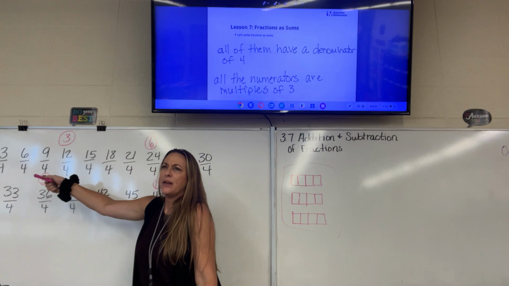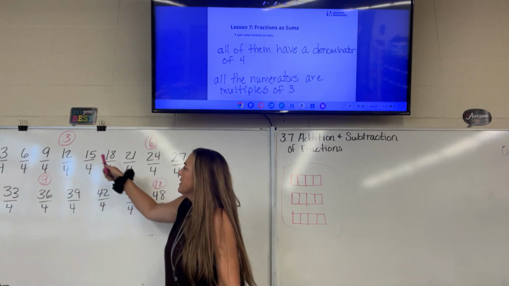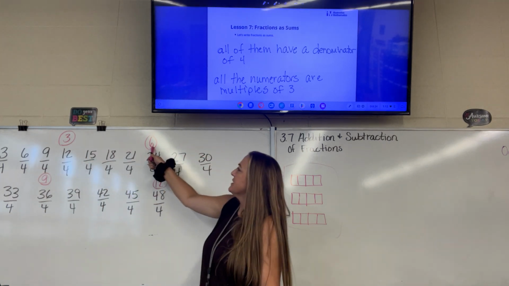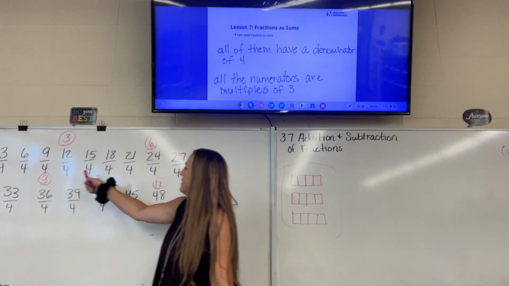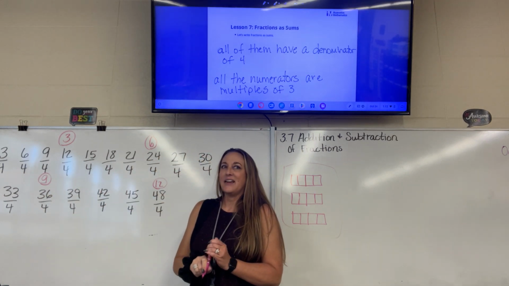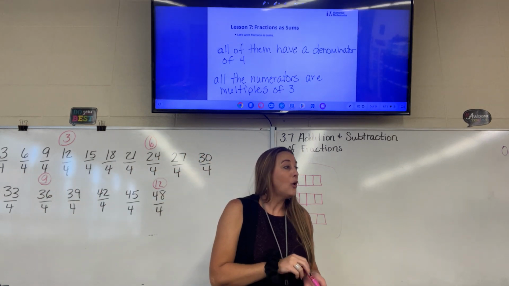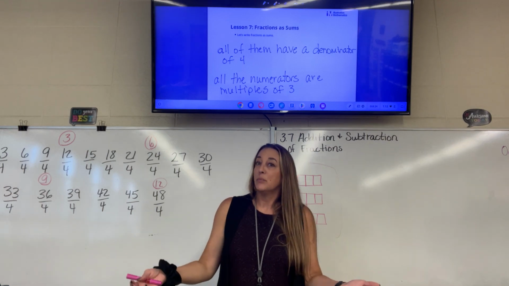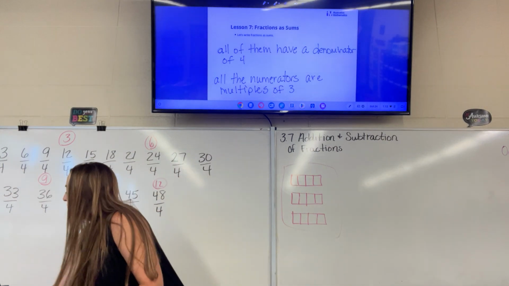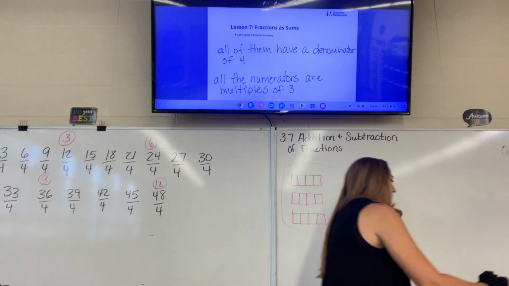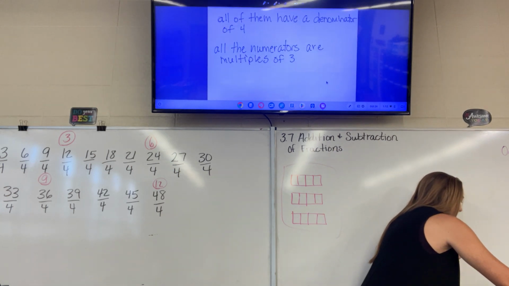Hey, check this out, guys. What were we counting by originally? 3. 6. 3 wholes, 6 wholes, 9 wholes, 12 wholes. Isn't that kind of cool? All of the wholes that they make are also multiples of 3. So that's just a little side note.